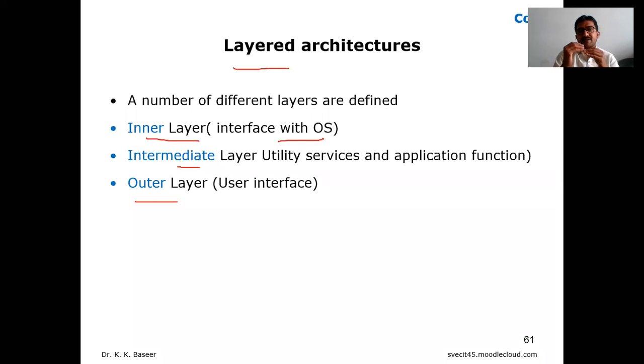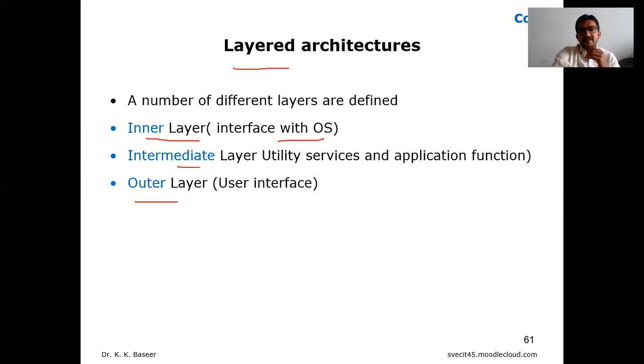So any layered system consists of three layers: the top layer, middleware, and bottom. The top layer is the viewing layer, that is the user interface. Middleware is any layer, utility, or application function which interacts between the top layer and bottom layer. The inner layer means the bottom layer, to make all the components communicate we require an interface, that is the inner layer interface. So inner layer, intermediate layer, outer layer. Inner layer means interface with the OS. Intermediate layer means some utility services and application functions are required. Outer layer is the user interface.